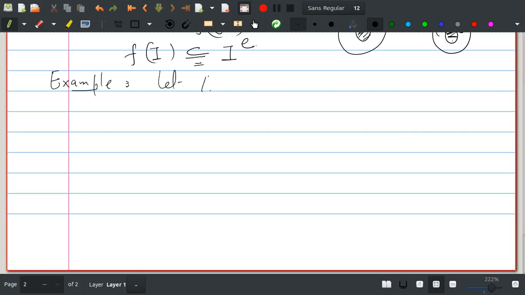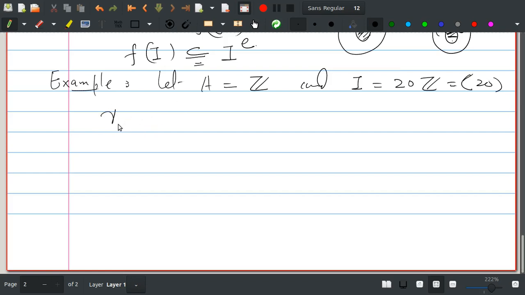So let A be the ring of integers and I be the ideal generated by say 20. So this is 20Z, or the ideal generated by 20. Then we know the radical of I is the intersection of prime ideals in A that contain I. P must contain the ideal I and be prime in Z. Now we have to look at all prime ideals of Z that contain 20Z.